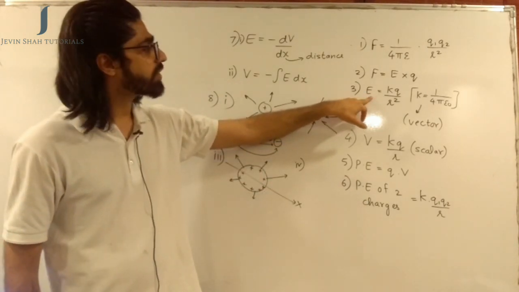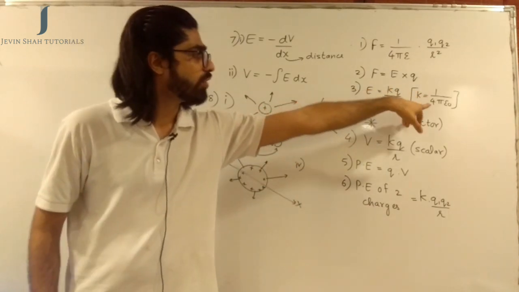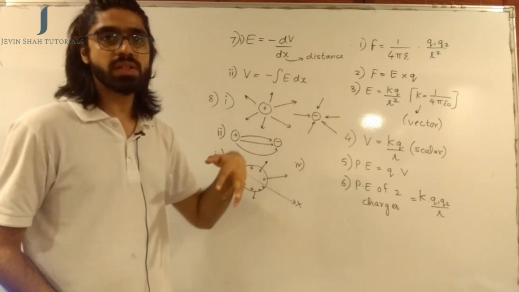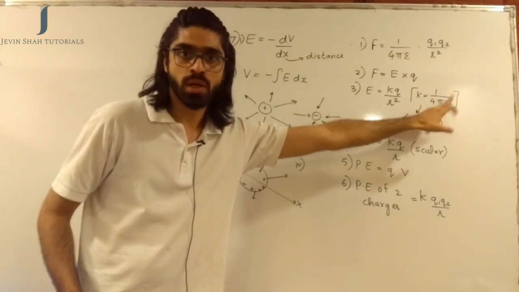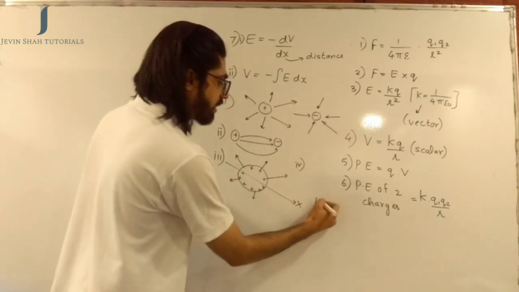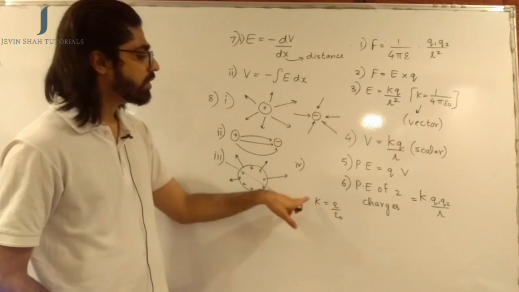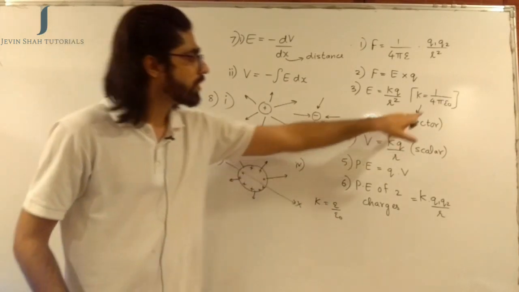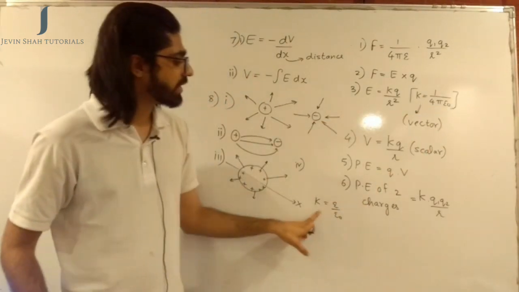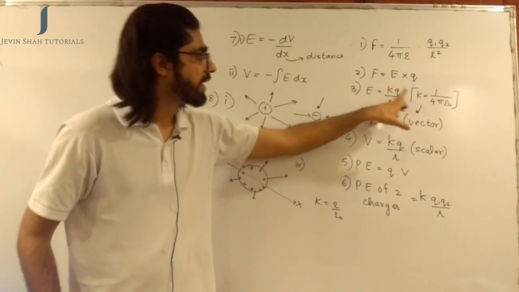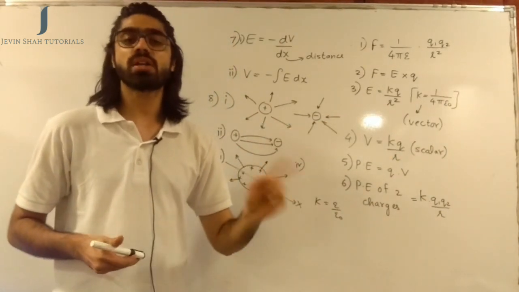The formula for electric field intensity is K into Q by R square, where K was 1 upon 4 pi epsilon naught. Now because it is a metal and not air, we will write epsilon in place of epsilon naught. If you remember, K was epsilon upon epsilon naught, so epsilon will be K into epsilon naught. So this term will be 1 upon 4 pi epsilon, and in place of epsilon we write K epsilon naught, so it becomes 1 upon 4 pi K epsilon naught. But K for a metal was infinity.